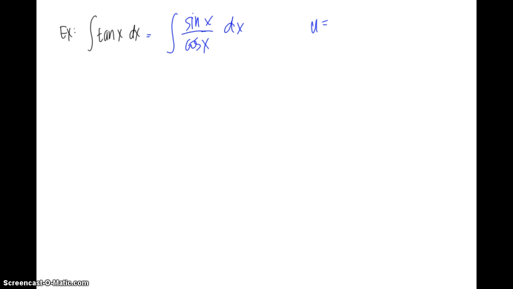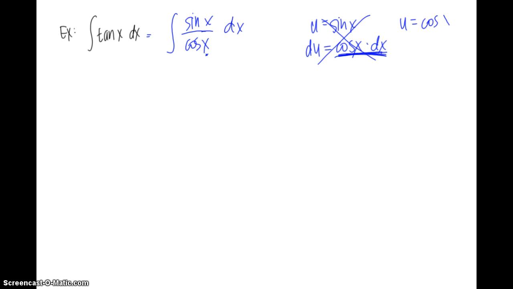What are we going to use? Well, if I use u is equal to sine x, then the derivative of u with respect to x, which I'm going to multiply to the other side, is going to be cosine x. So I need cosine x times dx to be in the numerator here, but the cosine x is actually in the denominator. So this would be the wrong substitution.